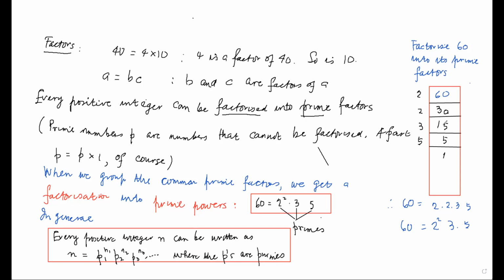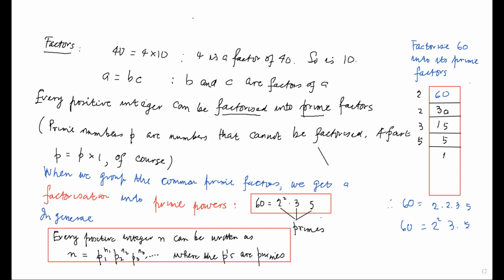2 does not go into this. But the next prime number is 3, and that certainly goes into this 5 times. Now, at this stage, 5 is a prime number. It can't be factorized any further. The only factor is 5. So you put on 5 and you land at 1. The moment you land at 1, you can say that 60 has been factorized. And the factors are precisely 2 times 2 times 3 times 5.